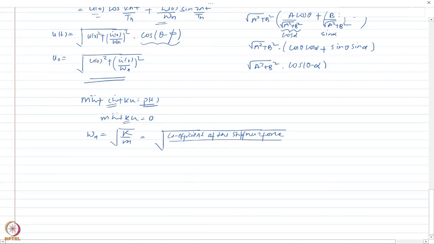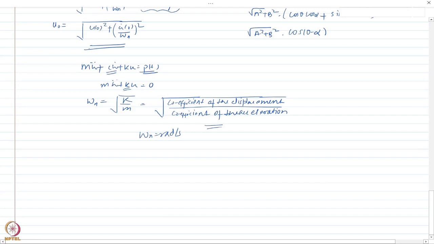So basically here, divided by m, which would again be the coefficient of, instead of saying stiffness force, let me just write it as the coefficient of the displacement. The second term I can write as the coefficient of the acceleration. Using this, I should be able to obtain my omega n, which, as I said, is in radian per second. And then I can find the time period of the system as well as the frequency of the system.